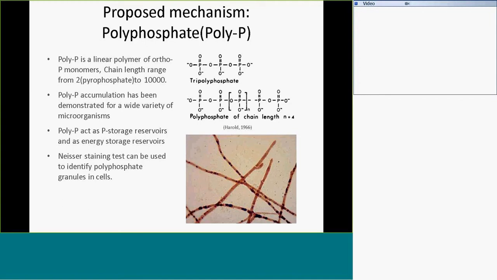The mechanism is most likely based on the polyphosphate granules formation inside of fungi. This is a test used to illustrate the polyphosphate granules inside the membrane.